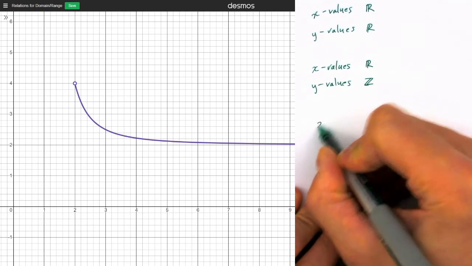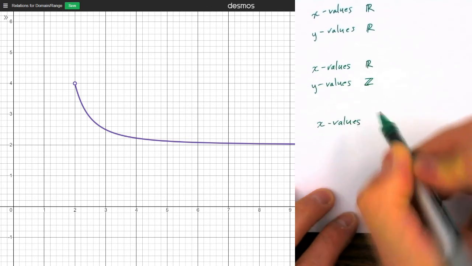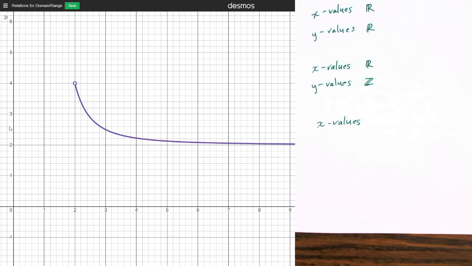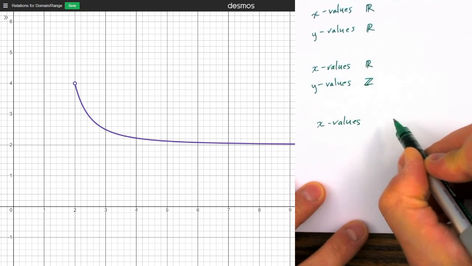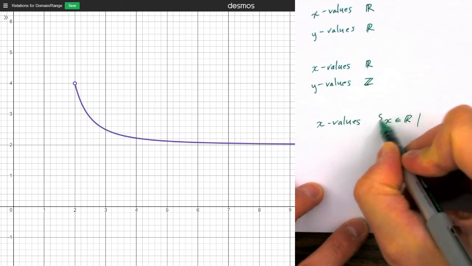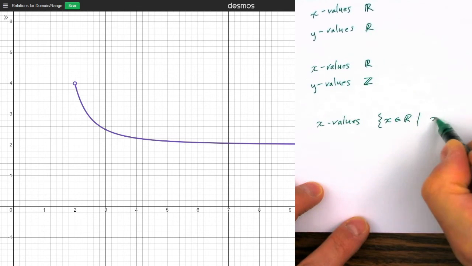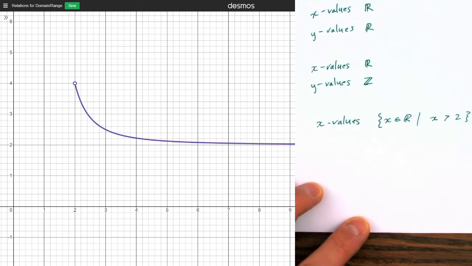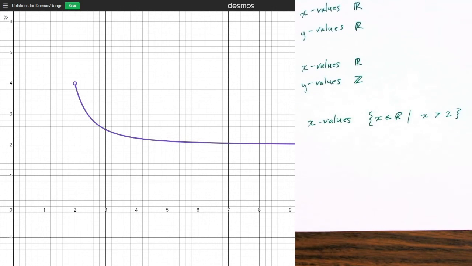Okay, so in this situation, it looks like the curve starts here and it continues in this direction. We're going to again make the assumption that it continues moving to the right. And so our x values are going to be real numbers, but only the real numbers that are over 2. So we're not including the number 2 because this circle is open. So it's everything after 2.